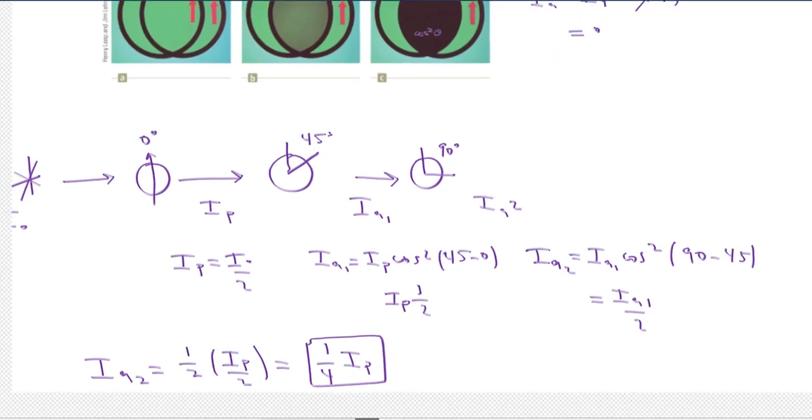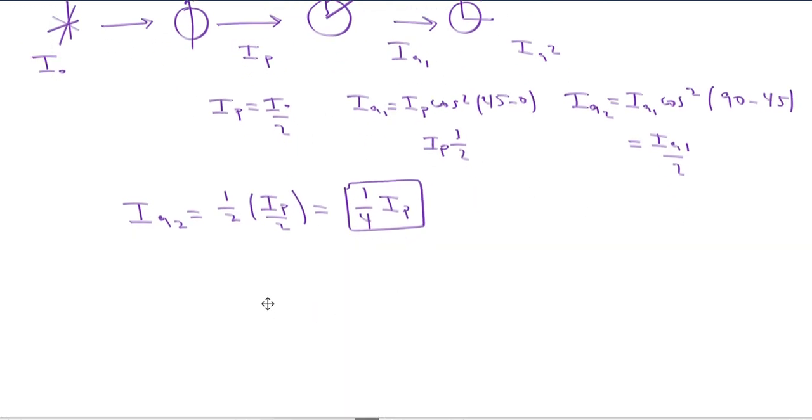Let's just do one more. So I have unpolarized light coming in, my polarizer's at 0, my first analyzer's at 30 degrees, and my second analyzer's at 60. And what the heck, let's do a third analyzer at 90 degrees.